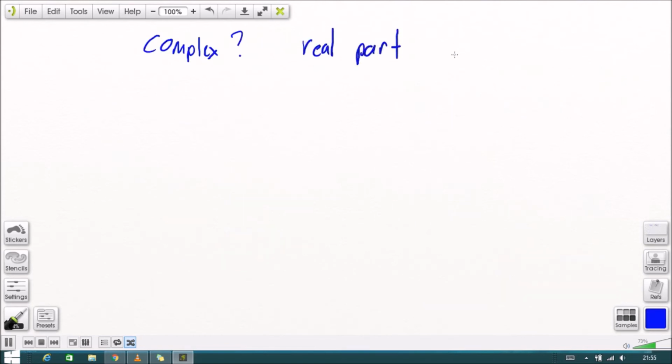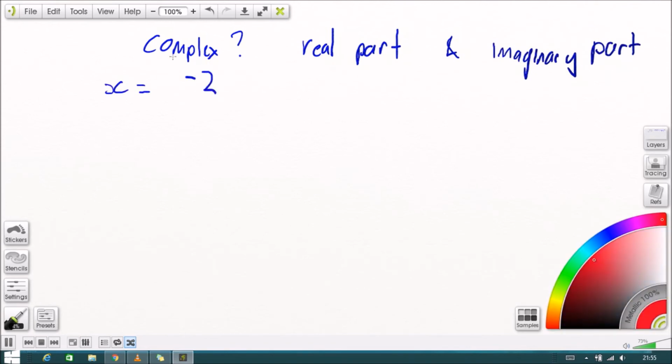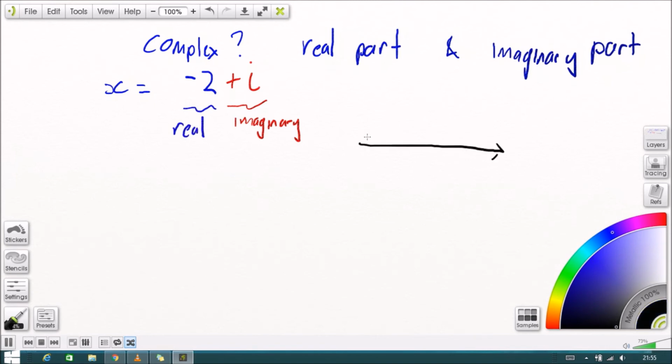Now what does this mean? What does complex mean? It means it's a number, but it has a real part and an imaginary part. So it's got a real number from the real axis and an imaginary part from the imaginary axis, which we covered. We by default write the imaginary part following the real part. So the real part here is negative 2, the imaginary part is i, or 1 lot of i.